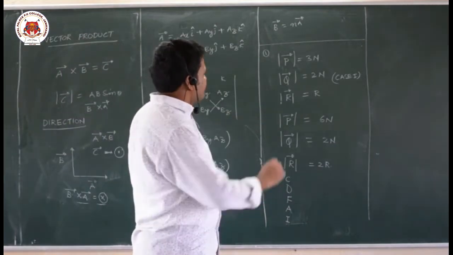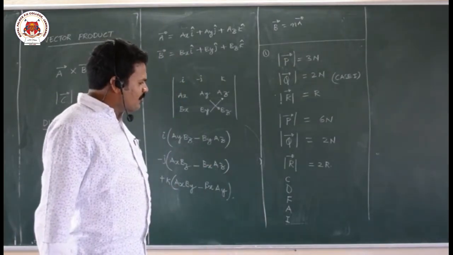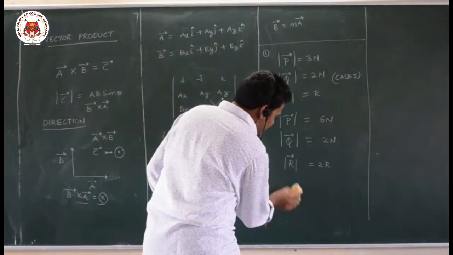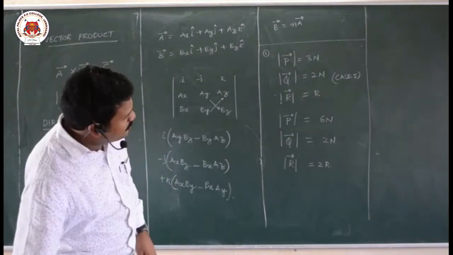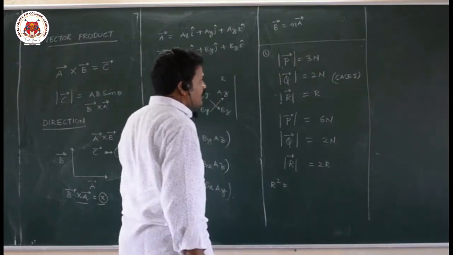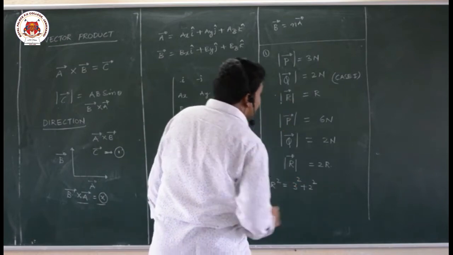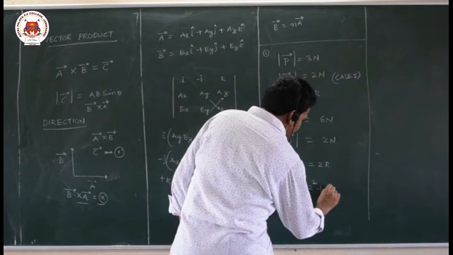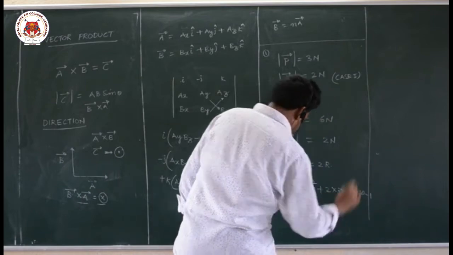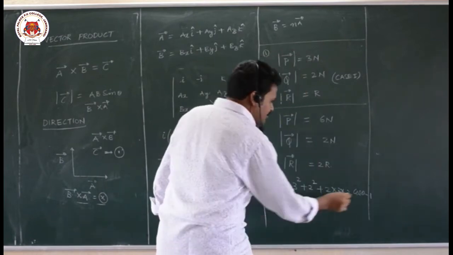Here, since P, Q, R are given, I have to apply the parallelogram law of vectors. For the first case, R squared is equal to 3 squared plus 2 squared plus 2 into 3 into 2 cos theta. Take this as equation number 1. What I have written is for case 1.